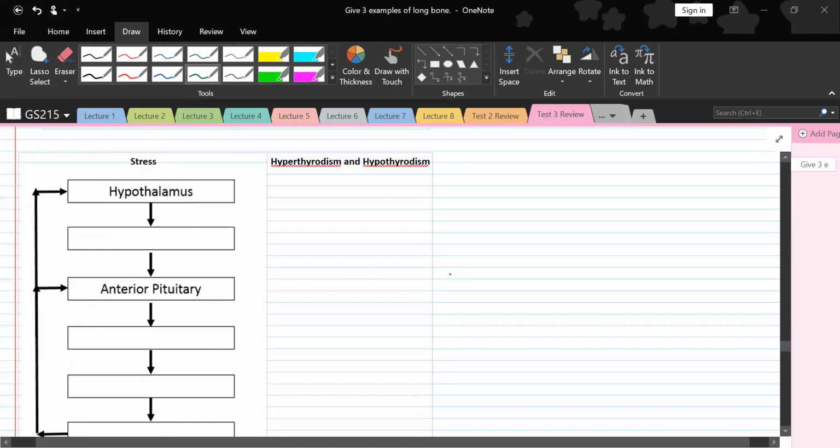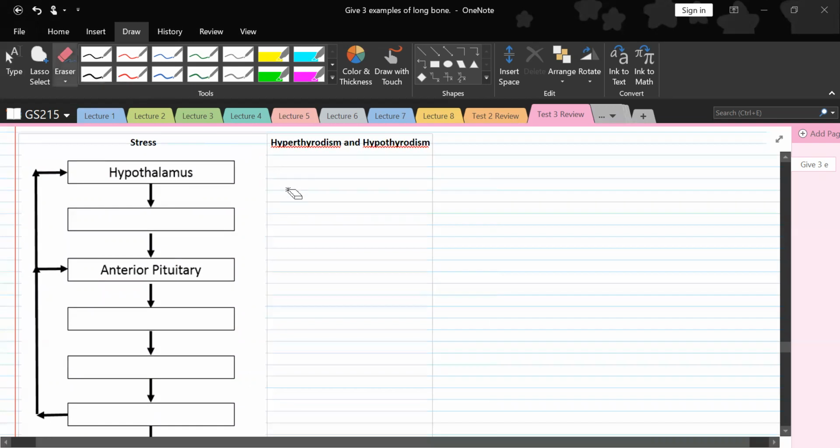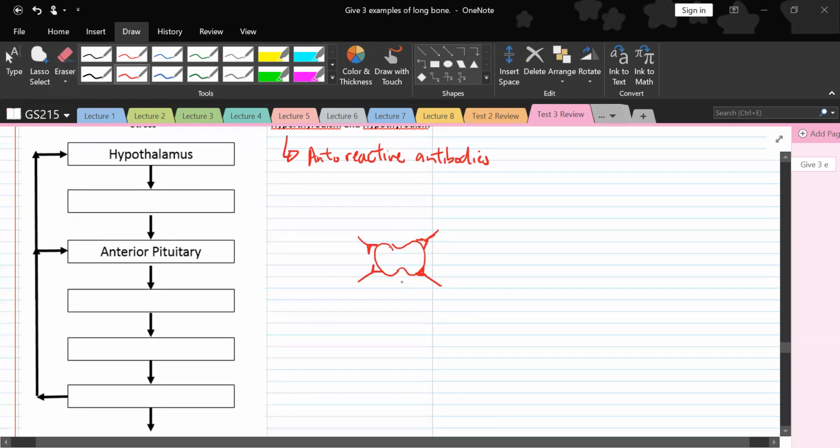The hyperthyroidism and the hypothyroidism, let's talk about that briefly before we do the stress one. So, one cause of hyperthyroidism is autoreactive antibodies. Here is your thyroid. The autoreactive antibodies will bind to the thyroid, and it will cause it to pump out a large amount of T3 and T4.